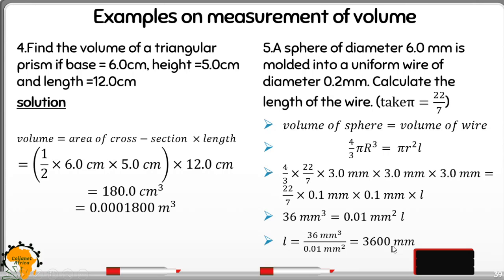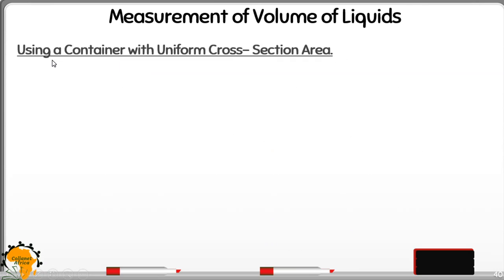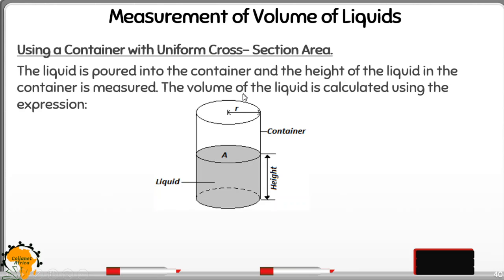You can proceed and convert that into meters. Then we move to measurement of volume of liquids. One method, we are using a container with uniform cross-section area. You have a container like this. You want to get the volume of the liquid that is inside this container.